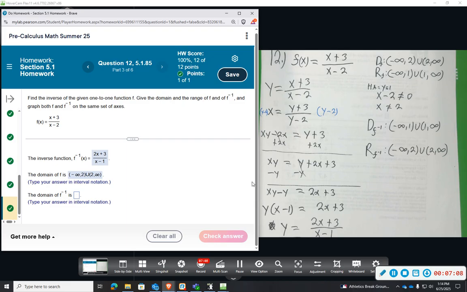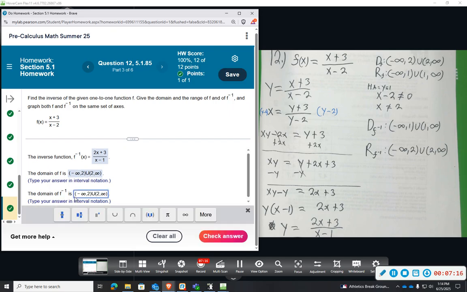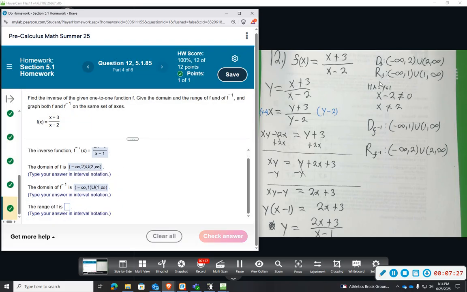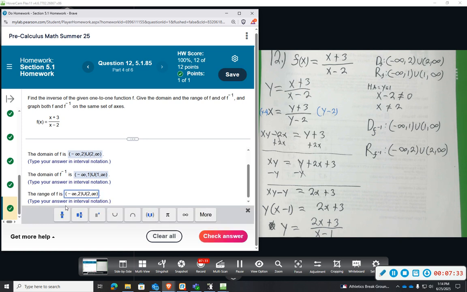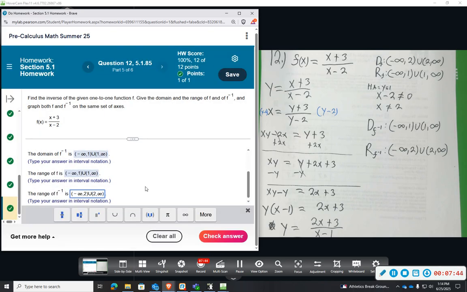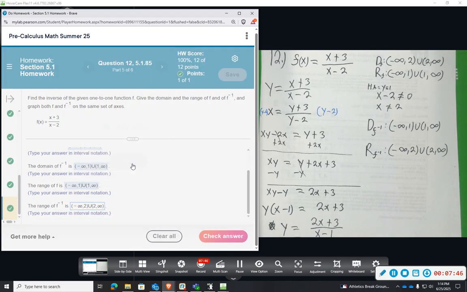They asked me the domain of the other function. So the domain of the inverse will be, well, I can do the same thing. I can paste it and just change the 2's to 1's. And then the range is the same as this one. Again, I will change the 2's to 1's. And then the range of the other function would be given here.